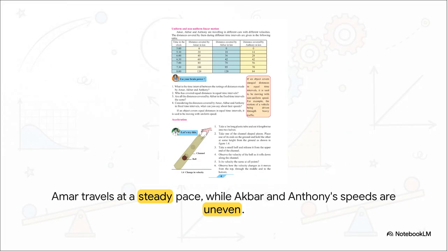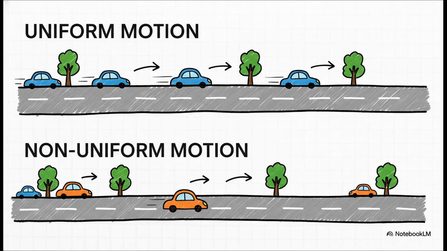Let's look at this little road trip. We've got three friends, Amar, Akbar, and Anthony. Every 30 minutes, Amar covers a steady 20 kilometers. He's consistent. But look at Akbar and Anthony. The distance they cover every half hour is all over the map. Their movement is choppy and uneven. This difference gives us two basic types of motion. Amar's steady pace is called uniform motion. Akbar and Anthony, on the other hand, are in non-uniform motion. Think of a car in city traffic, always speeding up and slowing down. It's this non-uniform motion that is the key to understanding acceleration.